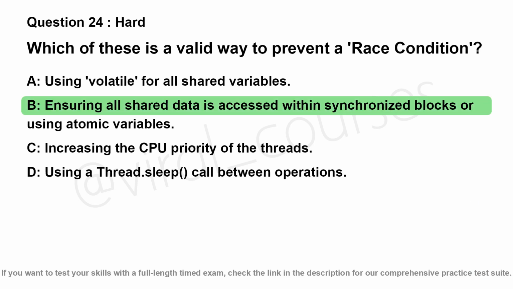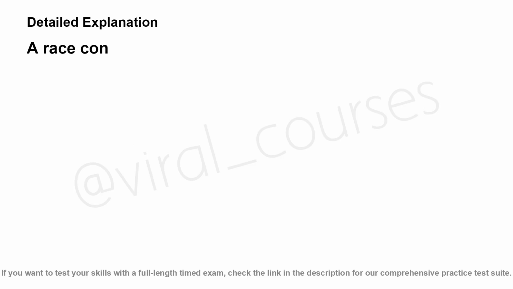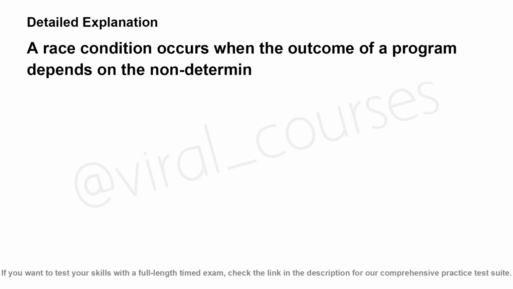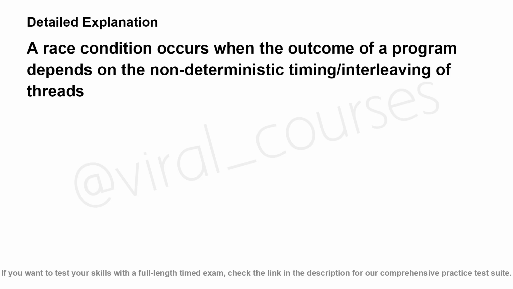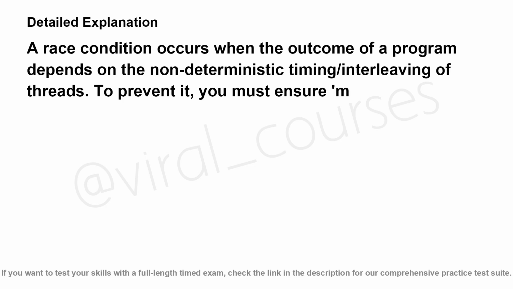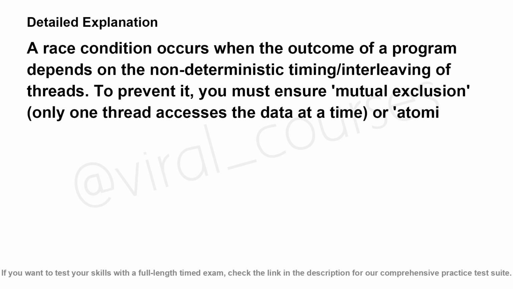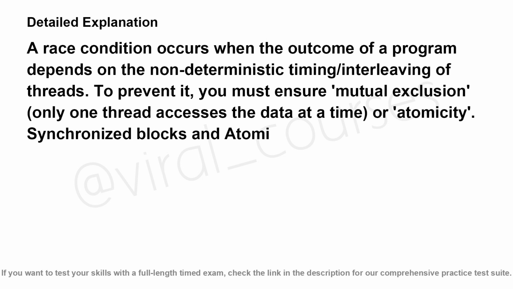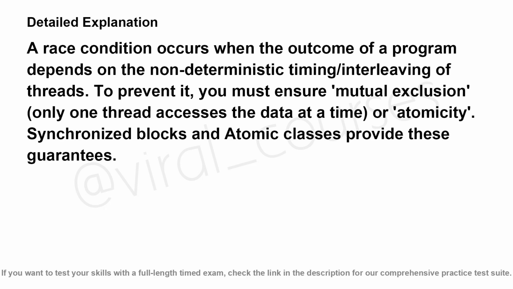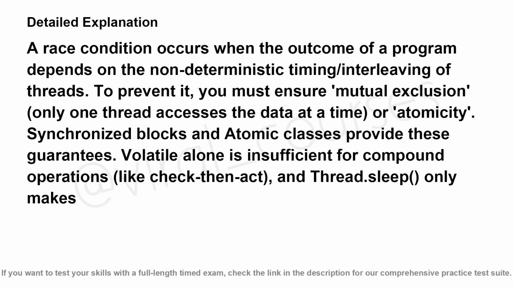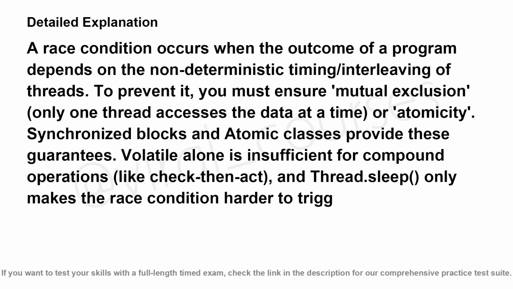The correct answer is B. A race condition occurs when the outcome of a program depends on the non-deterministic timing or interleaving of threads. To prevent it, you must ensure mutual exclusion, only one thread accesses the data at a time, or atomicity. Synchronized blocks and atomic classes provide these guarantees. Volatile alone is insufficient for compound operations, like check-then-act, and Thread.sleep only makes the race condition harder to trigger. It doesn't eliminate it.